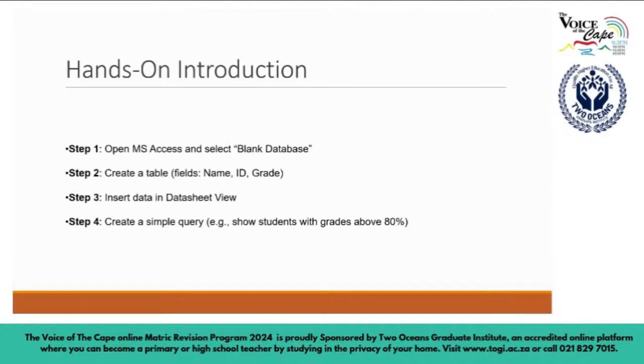Now that you've been introduced to the basics, it would be your turn to incorporate these steps. Your task would be to create a simple student information database. Start by designing a table, then enter the data, and then finally create a query to search for specific information like grades above 80%. Remember, students, practice makes perfect, and the more you work with MS Access, the easier it will become.